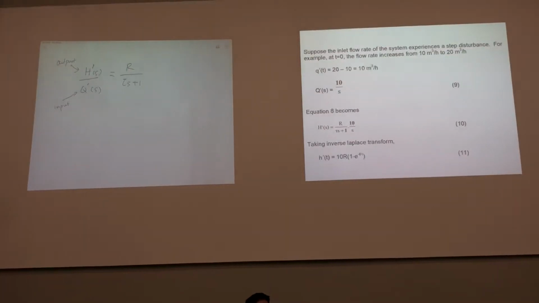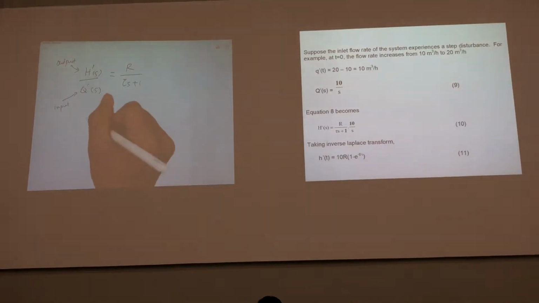So if the inlet flow of the system experiences a step disturbance, what does it mean? It means that the inlet now changes. For example, at time equal to 0, the flow rate increases from 10 meter cube per hour to 20 meter cube per hour. What will happen to our output? And output refers to what? H, right?